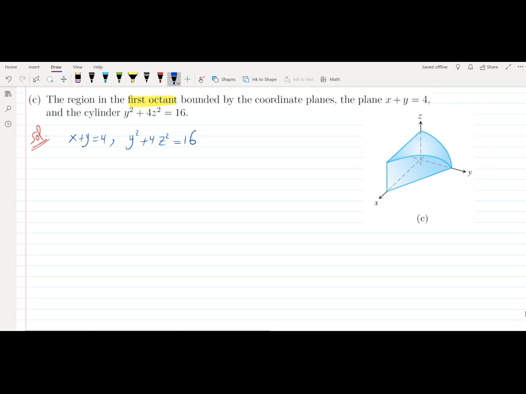From this first octant and the coordinate planes we can conclude that z equals 0 is with us. So from this equation z equals only the positive root, half square root of 16 minus y squared, will be the second equation. So we'll use a type I region for the triple integral.